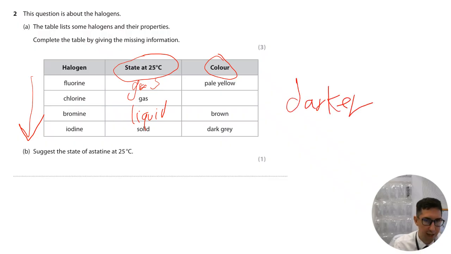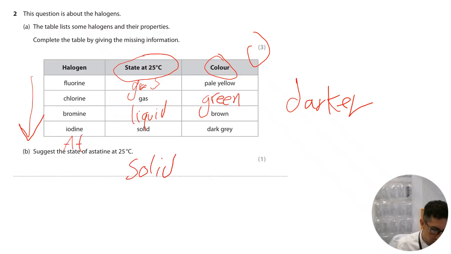And again, this is mainly just memory. Fluorine's pale yellow. Chlorine is green or pale green, but green would be accepted. And then we have our marks. Suggest a state of astatine. As I said, there's a trend. It goes gas, gas, liquid, solid. So astatine is below this one, so obviously will be a solid.